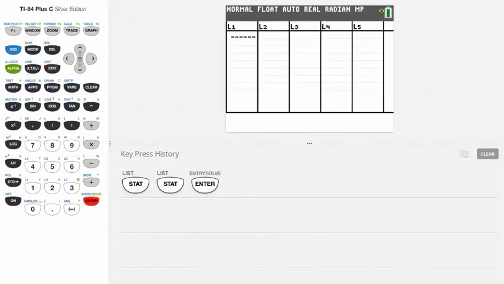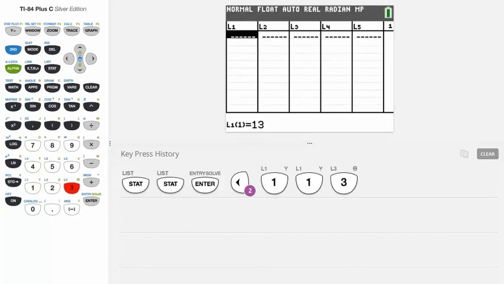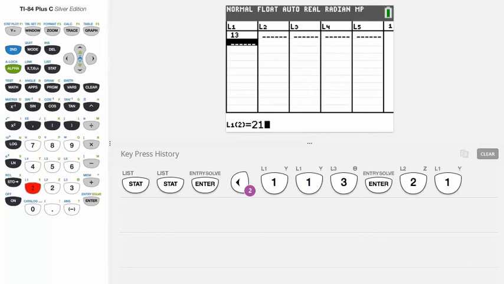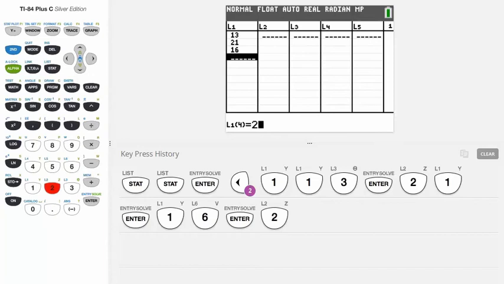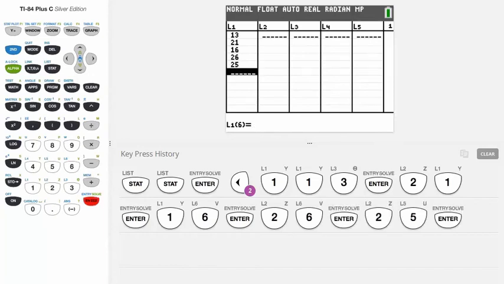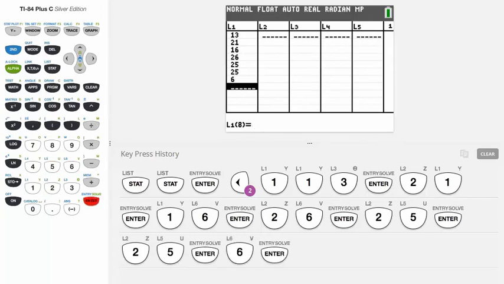Stat, edit, 1 edit. We want population 1 in L1. 13, 21, 16, 26, 25, 25, 6, 18, 2.